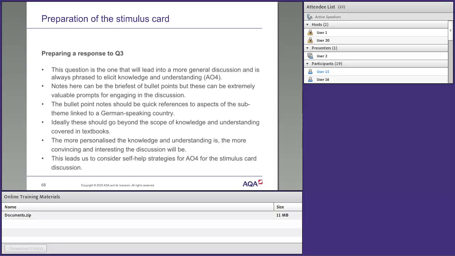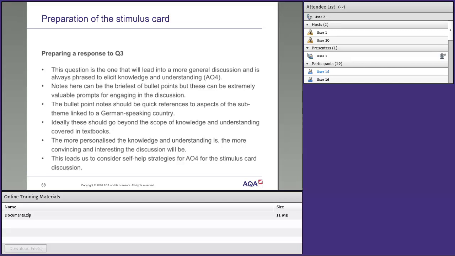In preparing question 3, this is the one that will lead to a more general discussion and is always phrased to elicit knowledge and understanding of those target language countries. So the notes can be the briefest of bullet points, but they can be valuable prompts for engaging in the discussion. There need to be quick references to aspects of the sub-theme linked to a German-speaking country, ideally going beyond the scope and knowledge and understanding covered in the textbooks. The first year we heard an awful lot about Oktoberfest and Dinner for One, because that is mentioned in one of the textbooks. The more personal the knowledge and understanding is, the more convincing and interesting the discussion will be.